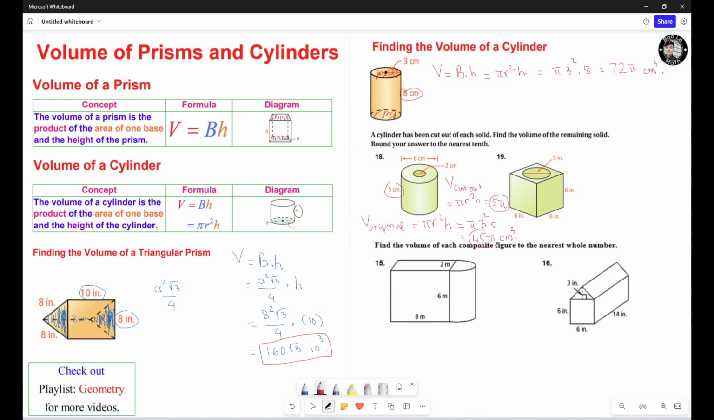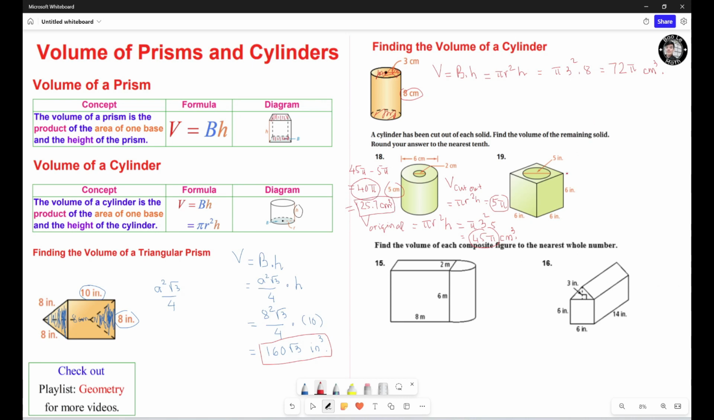Alright, this is 45 pi. Now you subtract this one from this one. So the answer should be 45 pi, subtract 5 pi. It's going to be 40 pi. The question asks you to round the answer to the nearest 10. So it's 125.7 cubic centimeters. And this is the final answer.